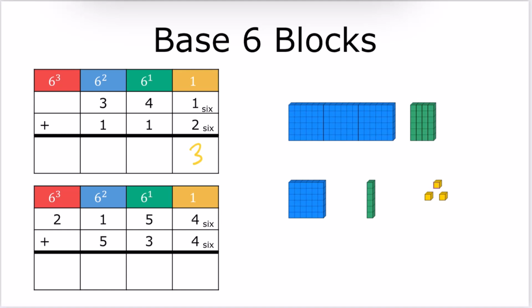Then if I add 4 rods plus 1 rod, that's going to give me 5 rods in my sixes column. And then if I add 3 plates plus 1 plate, that's going to give me 4 plates in the 6 squared or 36 place value column. And so my answer to 341 plus 112 in base 6 would be 453 base 6. So this is a relatively easy problem because we didn't have to carry anything, but we could also do a more complicated problem.